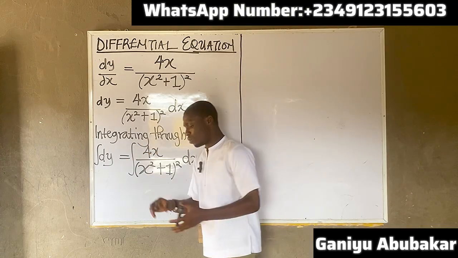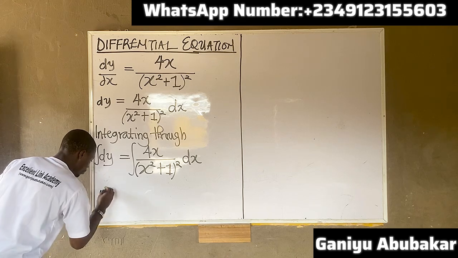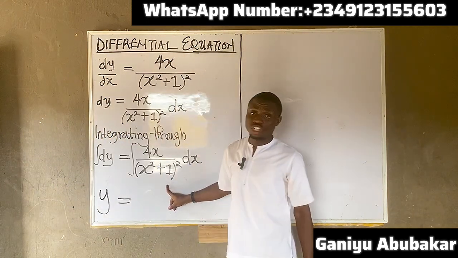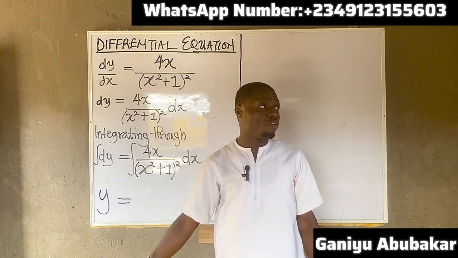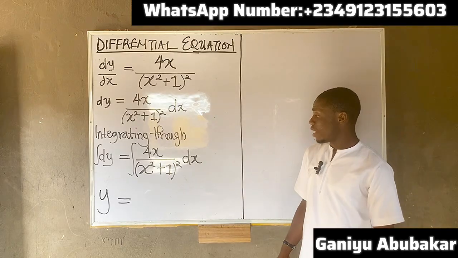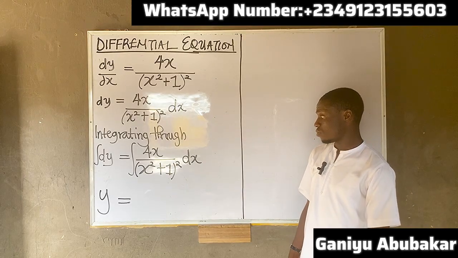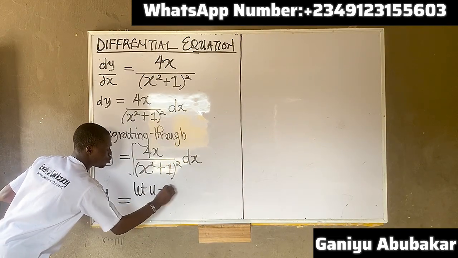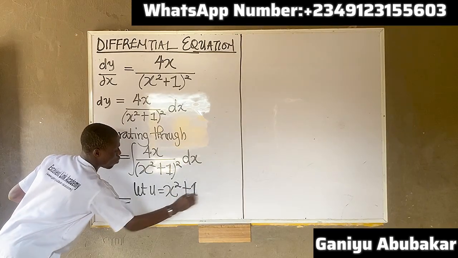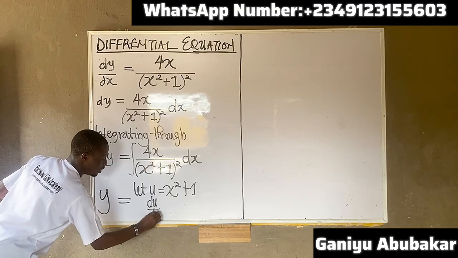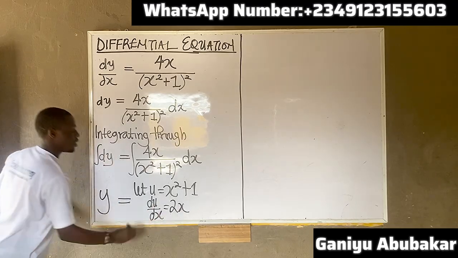If I integrate the dy, we know that I'll have y is equal to, if I integrate this one here, that's where the issue comes in. Which method, of course, will you apply here? Of course, in this case here, my task is to also use substitution method. Yes, it will work here. So my task is to let u be equal to x squared plus 1. Yes. du/dx gives you 2x. That's all.